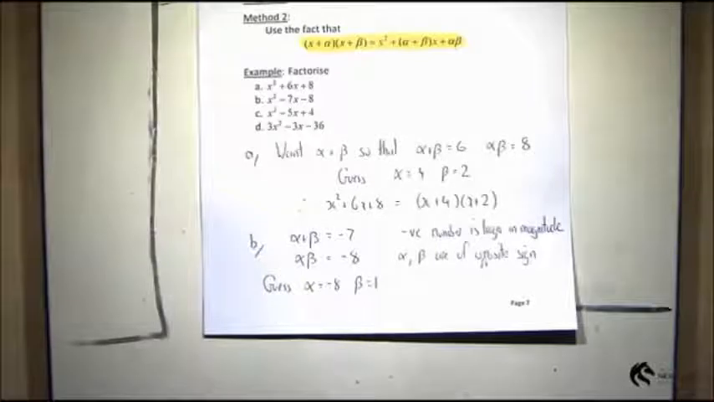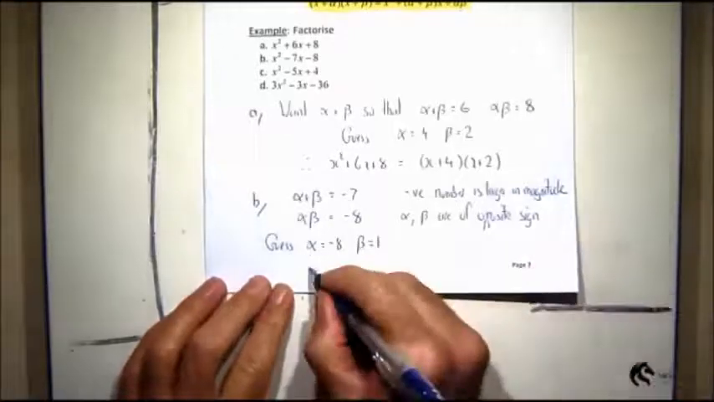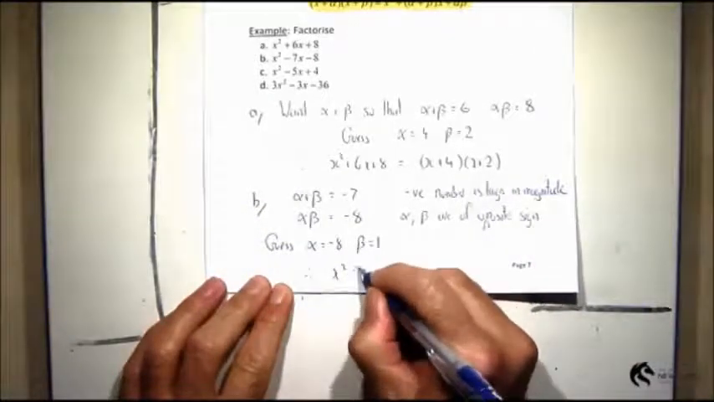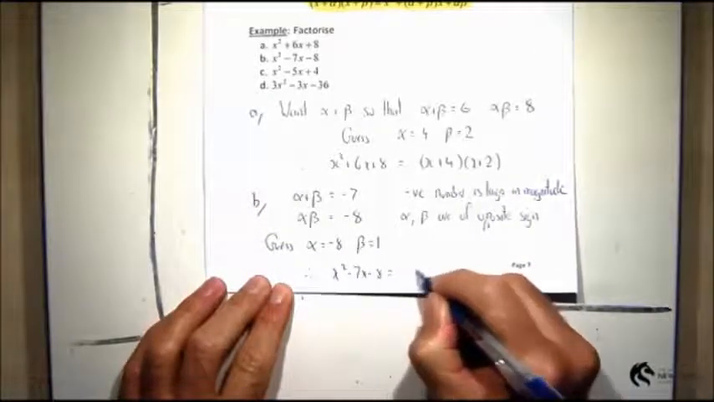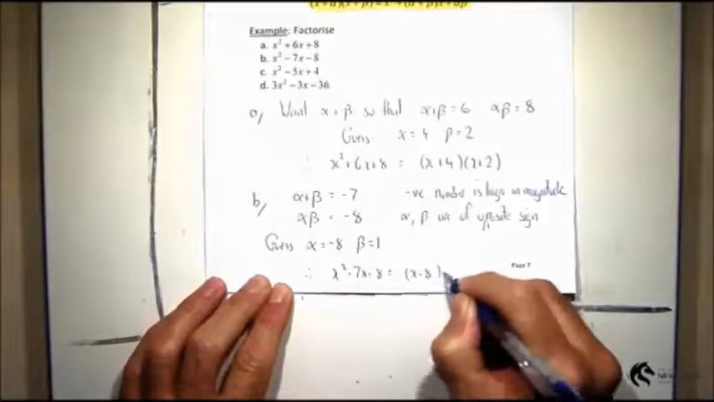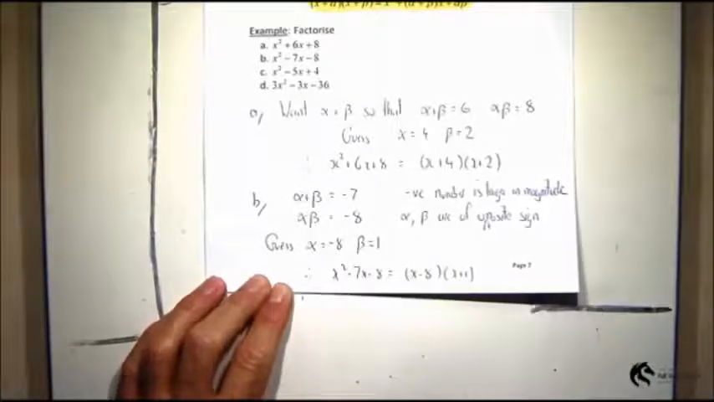My other possibilities were, of course, -4 and +2. That's the only other one that I could have even tried. So there's my alpha and beta. So I now have my factorisation. X squared minus 7x minus 8 is x minus 8, x plus 1.